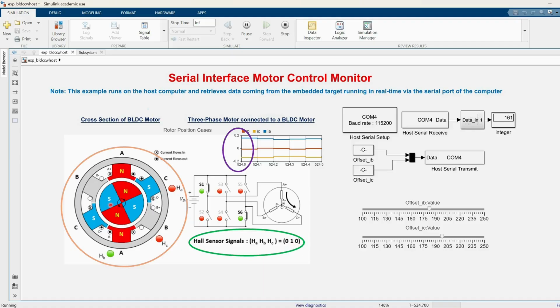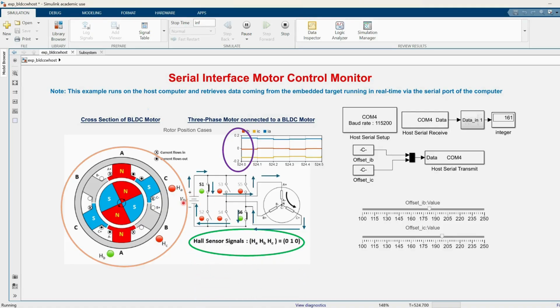Next, we need to locate the north and south magnetic poles in the stator of phase A and phase C. So in phase A plus and phase A minus, phase A will act as the north magnetic pole in the stator, and phase C plus and phase C minus will act as the south magnetic pole in the stator, so that the rotor can be rotated in the clockwise direction.